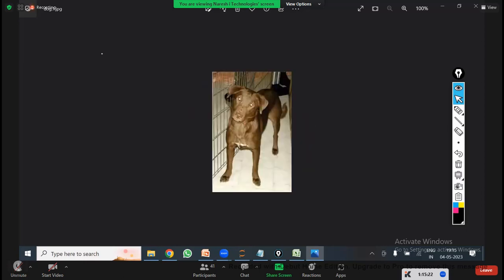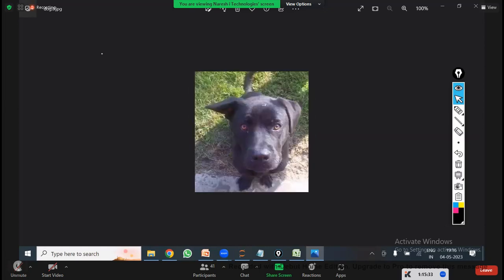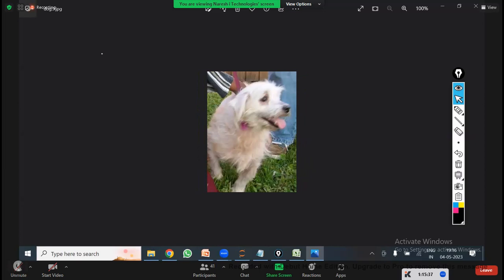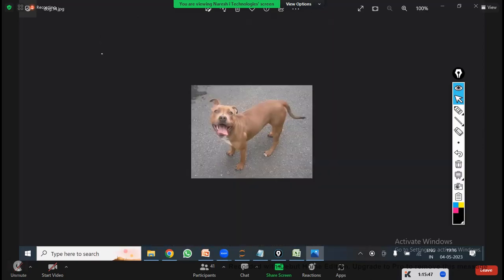If you train only one thing, it will fix on whichever is in black color, which it will see like this. Next day, if you bring any white color dog, it will get confused because you have trained only on black color. So how do we train? By showing multiple images, by giving different images.